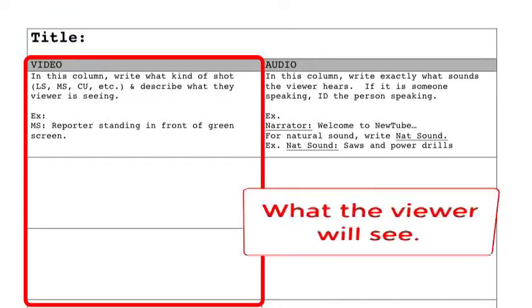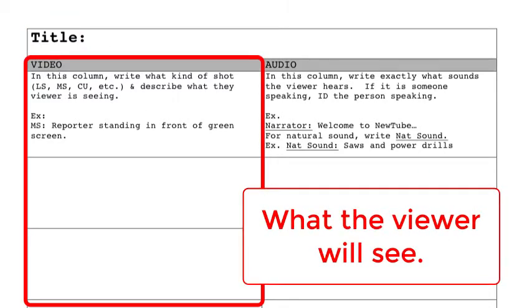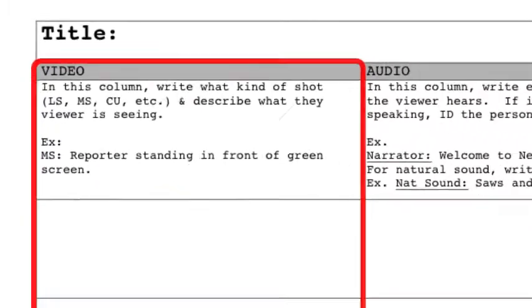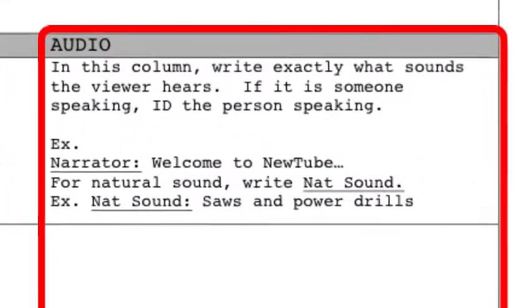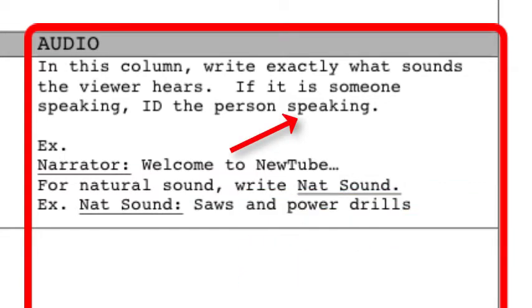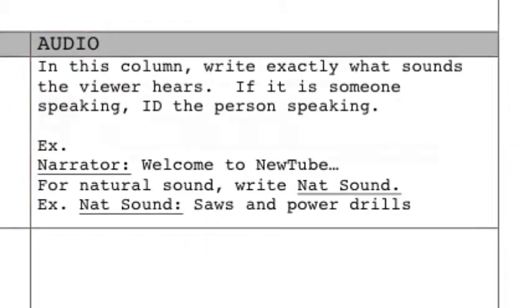Down one column, the student will record what the viewer will see. So, for example, in this column, write the shot type and describe what the viewer is seeing. MS, medium shot, reporter standing in front of a green screen. In the next column, you place what the audience member is hearing. So in this column, write exactly what sounds the viewer hears. If it is someone speaking, ID the person speaking. For example, narrator, welcome to YouTube. For natural sound, write nat sound, saws and power drills. This is the outline form I require in my class.